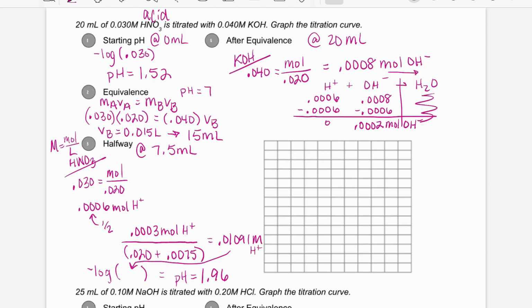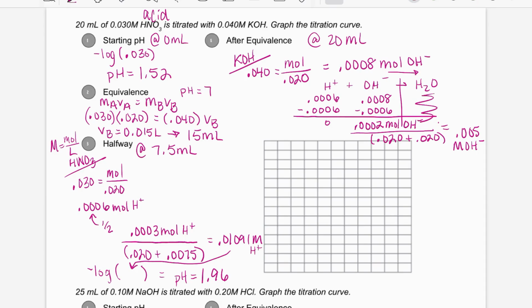Okay. So now that I have moles, I want molarity. So I'm going to divide by the total volume. I had 20 milliliters from my initial acid, and I added 20 milliliters of my base past my equivalence. So I'm going to have 0.02 plus 0.020, and I'm going to get a new molarity of 0.005. And this is my molarity of my hydroxide, so I do like to label it.